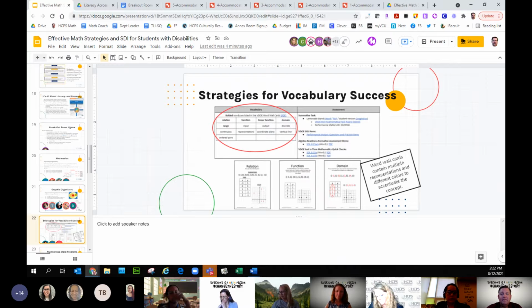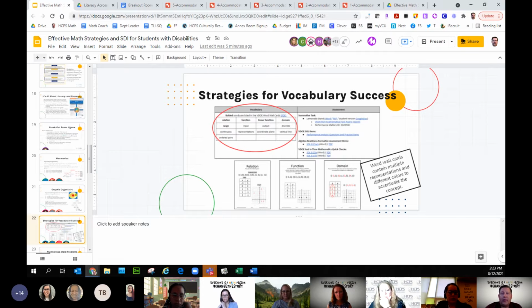We talked about how we could use the Frayer model to discuss vocabulary and to have the different examples like the word wall posters, and then use anchor charts. Good, thank you.